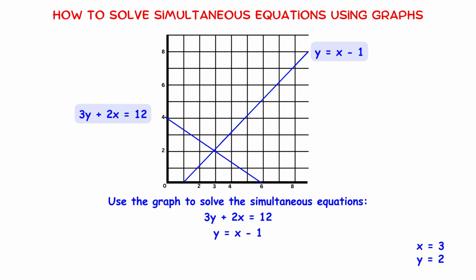So, if we were given this question here, the first thing we need to do is plot the lines 3y + 2x = 12 and y = x - 1. Then, once we have our lines, we need to find the point where they cross or intersect each other, which is this point just here. Because this point has an x value of 3 and a y value of 2, our solution is (3, 2), so we put x = 3 and y = 2 as our answer.